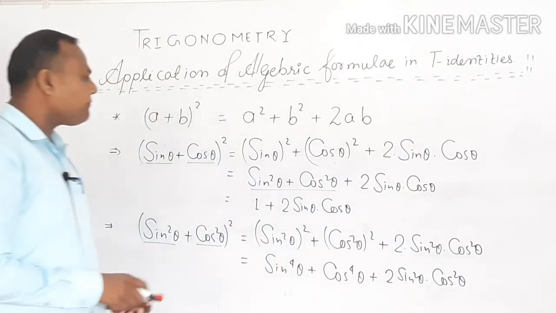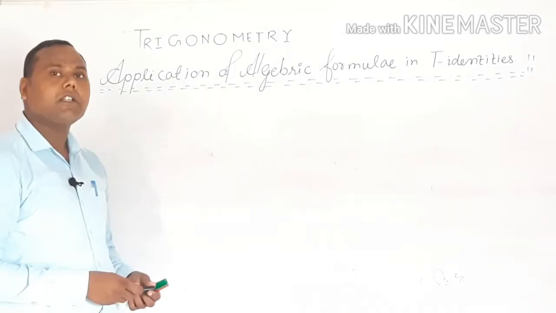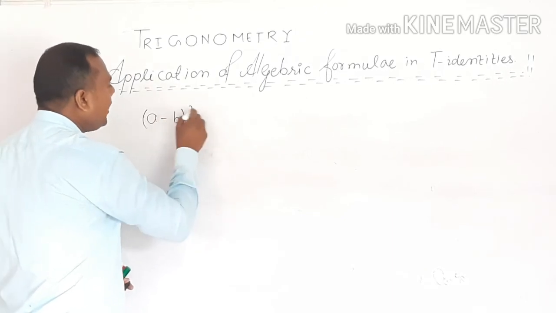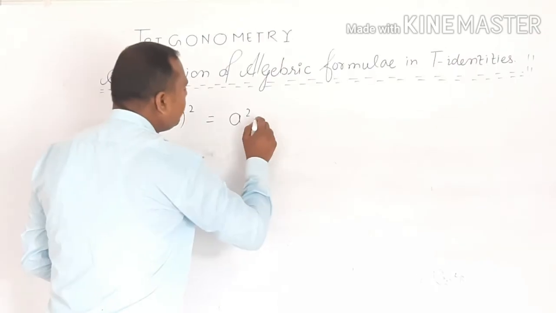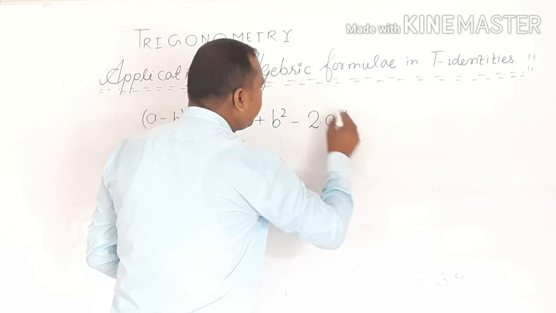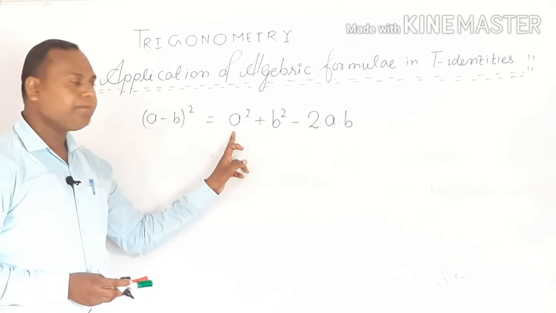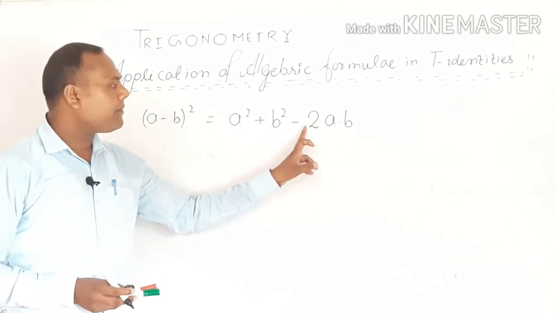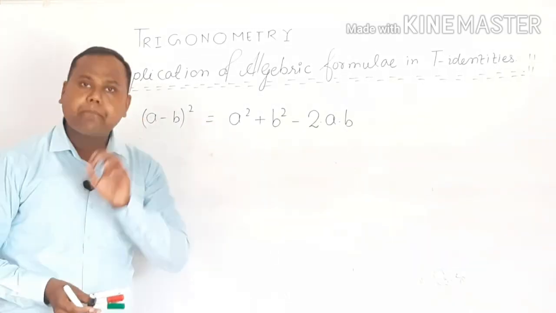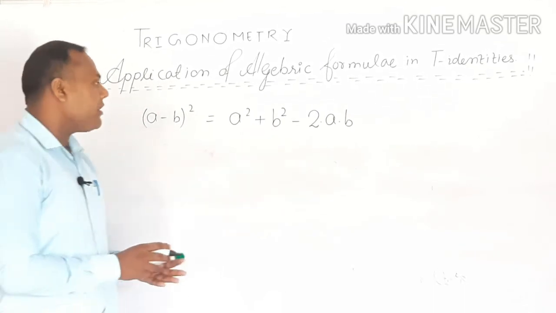Another concept is, firstly you can take a screenshot. Now the next concept is a minus b the whole square will be equal to a square plus b square minus twice of a into b. That means a minus b the whole square will be equal to a square plus b square minus twice of ab. We always remind it, a square is always positive. That's why we put plus here. Okay. Now let us proceed.